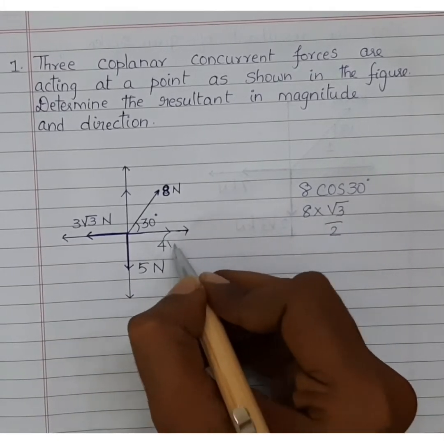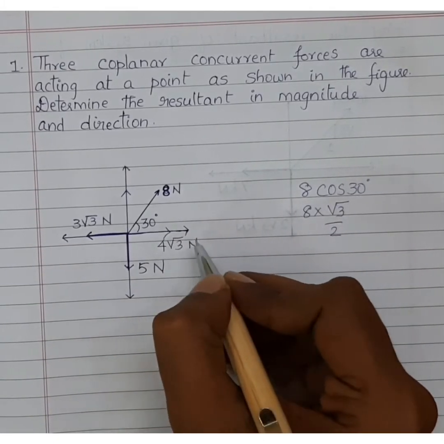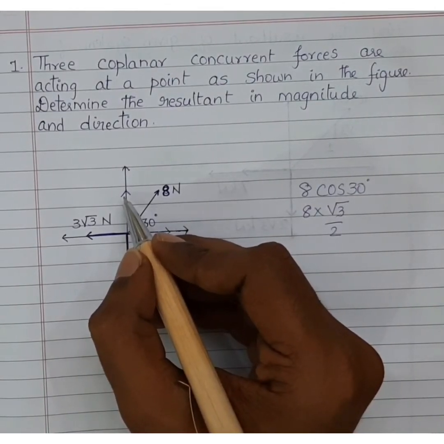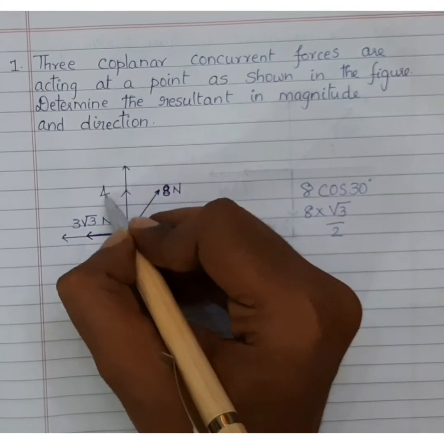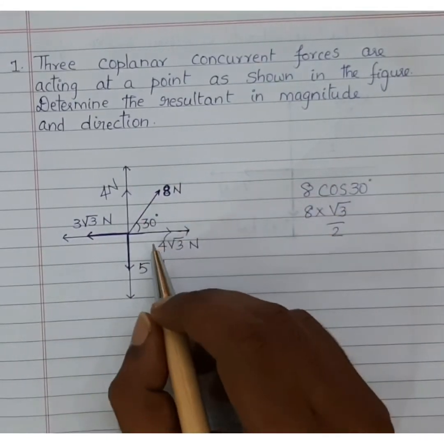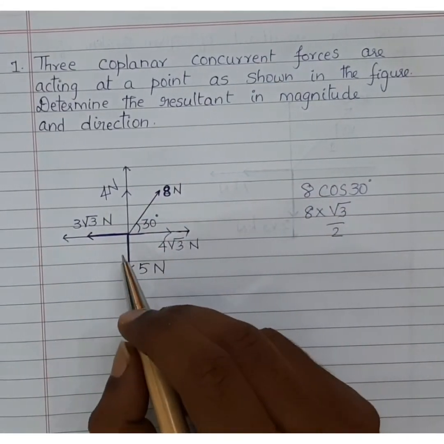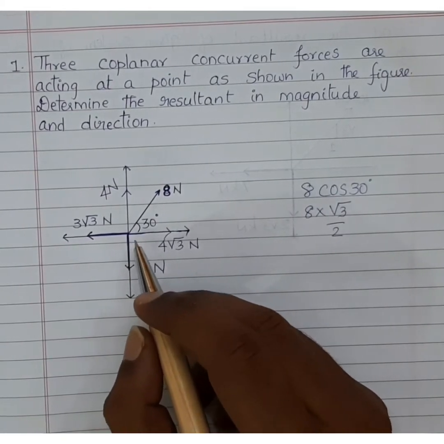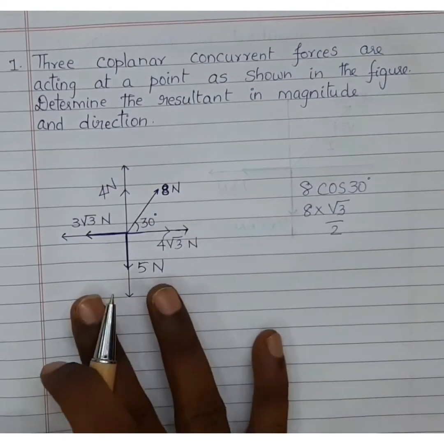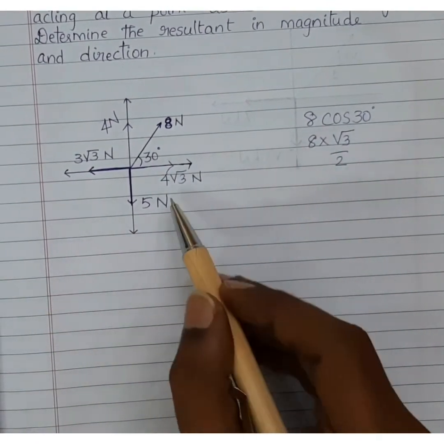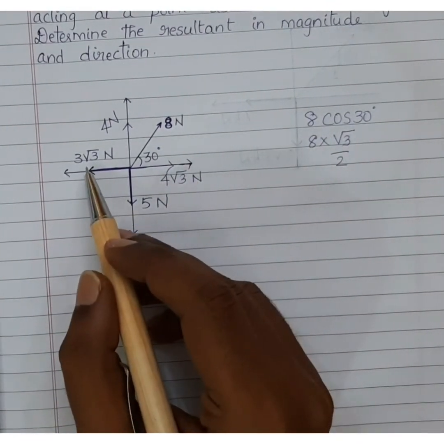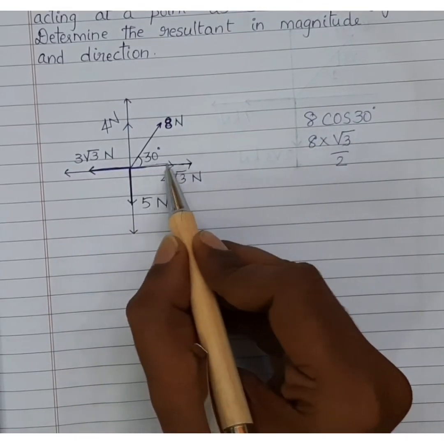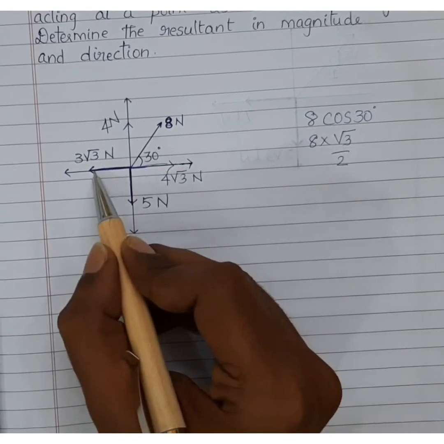So this component is 4√3 Newton. This is 8 sin 30. Sin 30 is 1 by 2. So 8 into 1 by 2 is 4 Newton. So the first step is over, that is resolving the given force system. Next we have to find the algebraic sum of all the horizontal components. Here you have two horizontal components. One is this 4√3 Newton, the other one is 3√3 Newton. As per the sign convention, this is positive direction and this is negative.